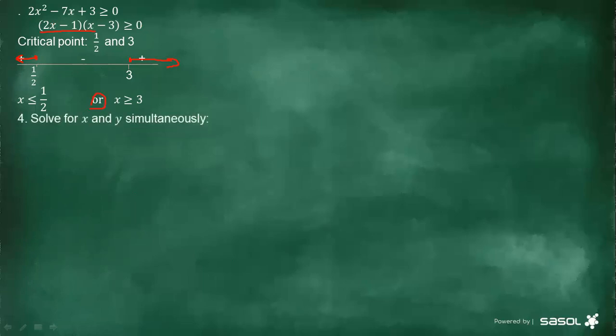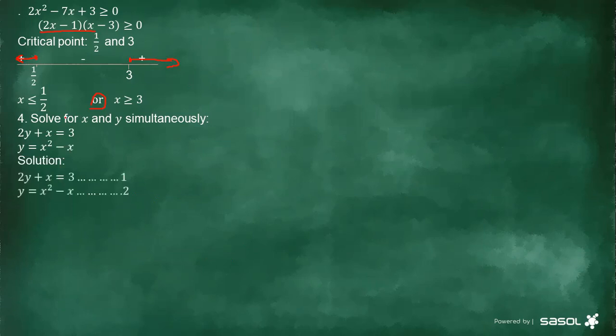Solve simultaneous x and y. A very, very important question. We have equation 1, which is 2y plus x equals 3. That is the first equation. Equation 2, y equals x squared minus 3. And then from there, you're going to substitute y.